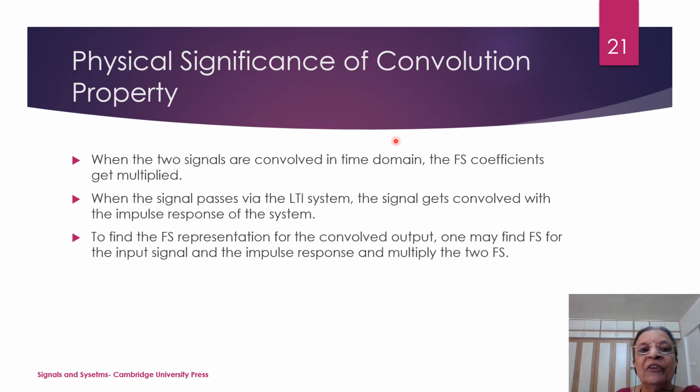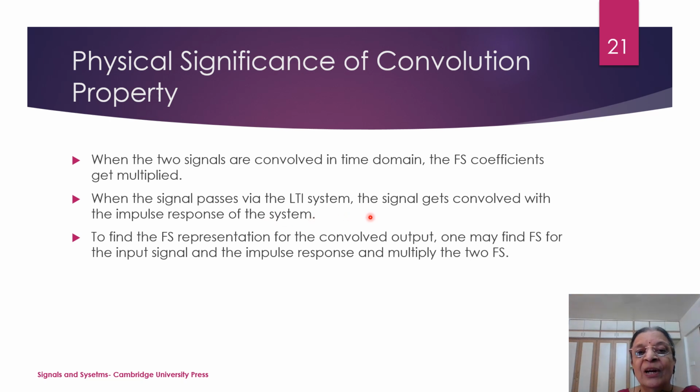So the physical significance of the convolution property. When two signals are convolved in the time domain, the Fourier series coefficients get multiplied. Because convolution is a costly affair, the Fourier series coefficients can be found and just multiplied. So when you multiply sample by sample, you will directly get the Fourier series coefficients of the convolved signal, and then you take the inverse Fourier series.